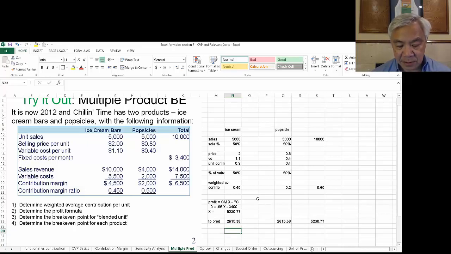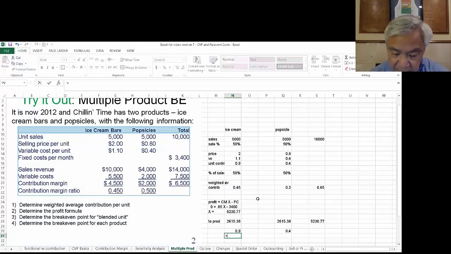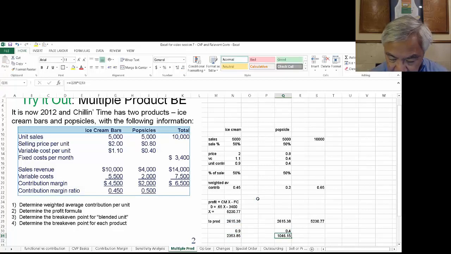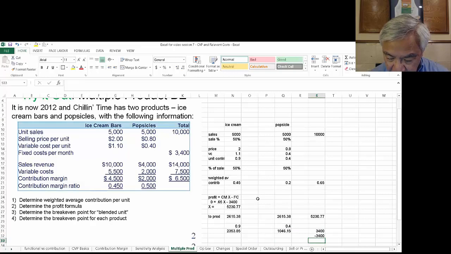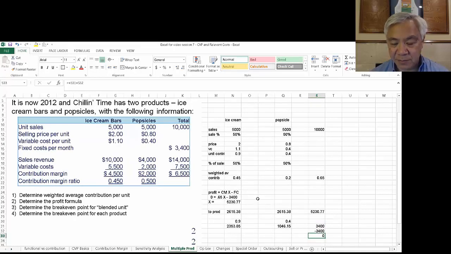Now to test it, I'll just put the unit contribution margin of 90 cents here and 40 cents there. And so if we multiply the units times the contribution margin and copy those and get the total, so that's the total contribution margin minus the 3,400. That's our cost, and the contribution minus the fixed cost is 0, otherwise known as break even. All right. So this whole process worked.